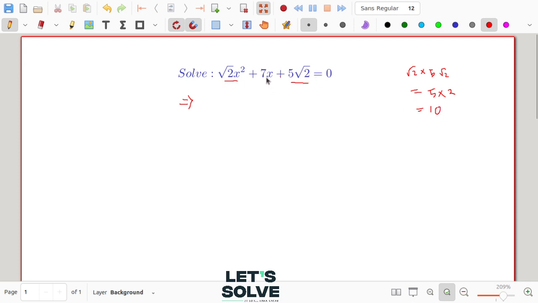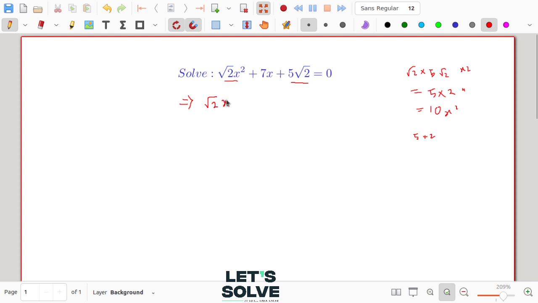So we have to split the middle term, the 7x, so that their sum matches with the 7x and their product also matches with this 10x square. So we can split 7 into 5 plus 2, and their product is also 10. Check, 5 into 2 is 10. So let's write the next line.